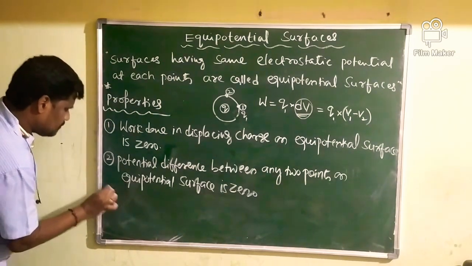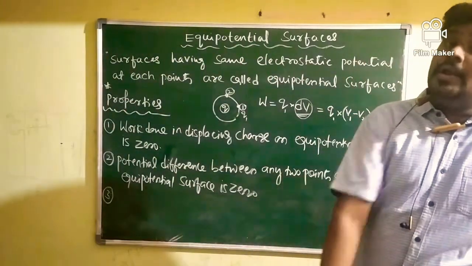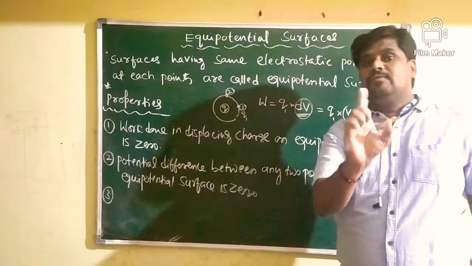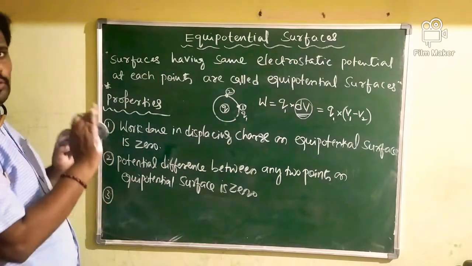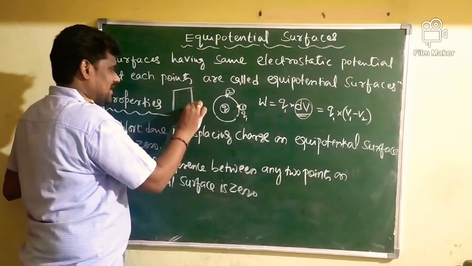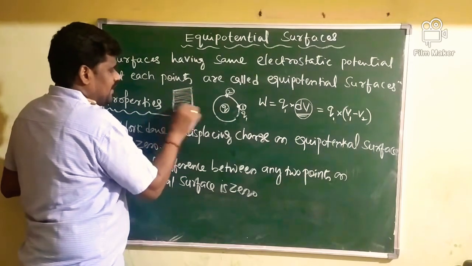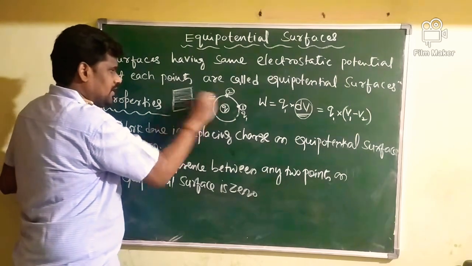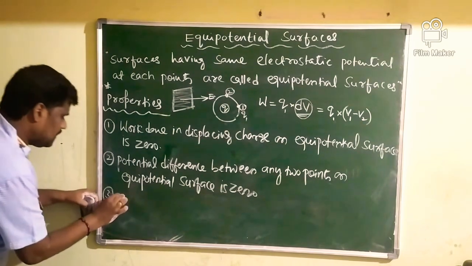Already I discussed the third property. What is the third property? Electric field is always perpendicular to equipotential surface. The direction of the electric field is always perpendicular to equipotential surface. We have seen in the second example, this was the plane, that is the equipotential surface. What was the direction of the electric field? The direction of the electric field was like this. Means the direction of the electric field is perpendicular to which surface? Equipotential surface.